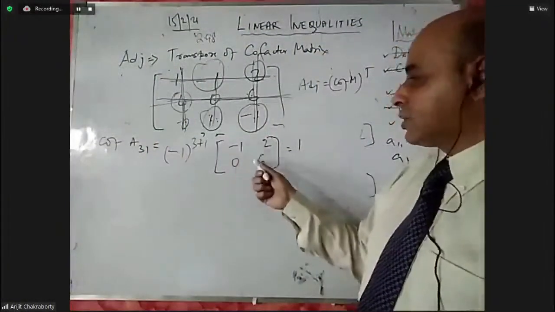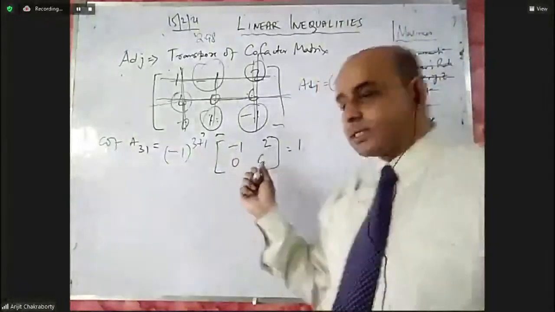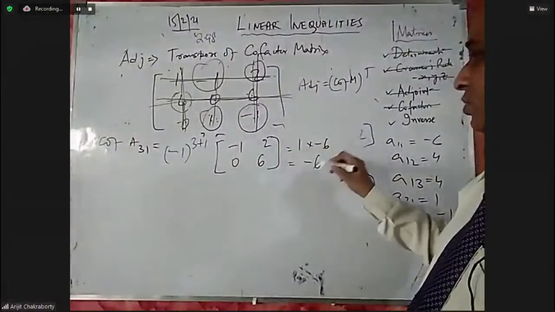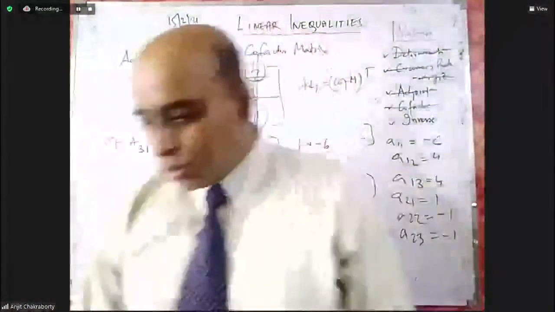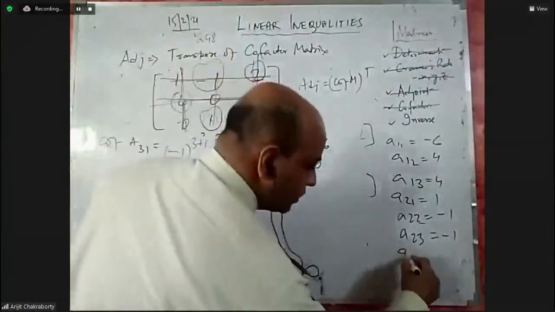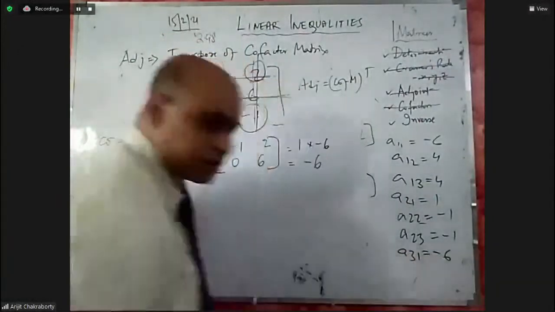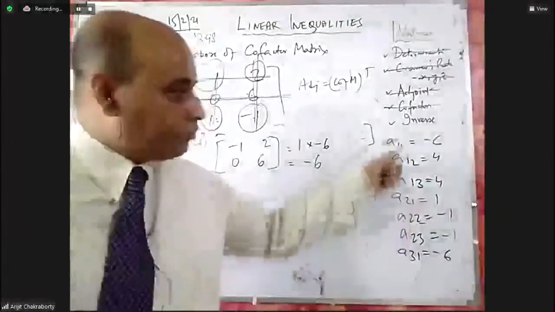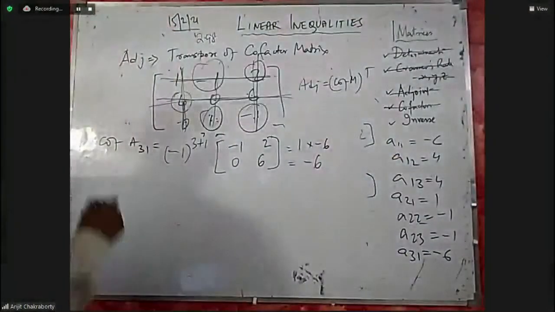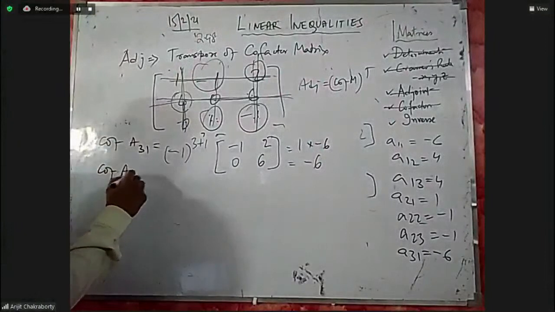And this is -6 into -1 into 6, that is -6. 2 into 0 is 0. Doesn't make a difference. So we get -6. So cofactor 3, 1 is -6. I will write here A31 is -6. I request you also to keep on writing so that you can form the matrix after this. We move to cofactor A32.